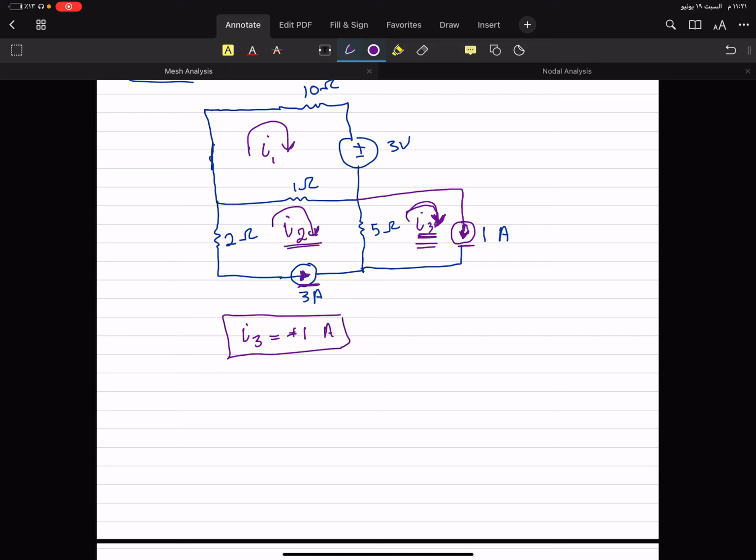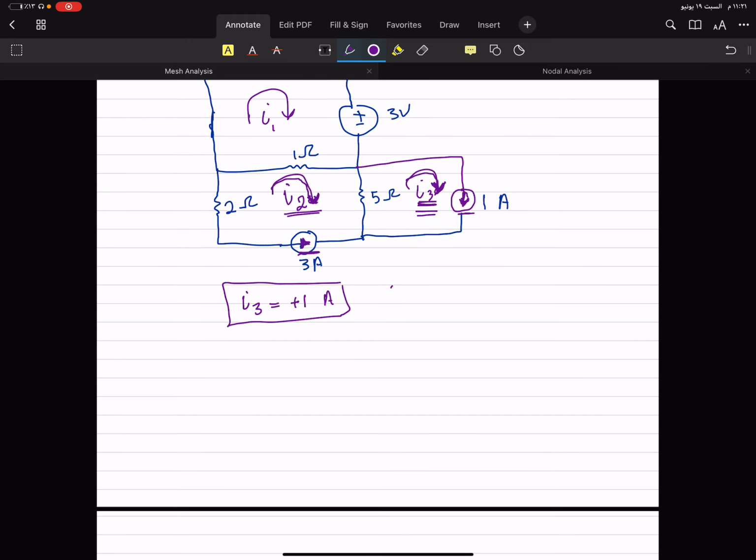But in this case of I2, the direction of the mesh current that I assumed is in the opposite direction of the current source. So you will put a negative sign. That's only, and the number will still be the same. So I2 is equal to 3 amps, and the direction of the arrow is opposite to the current source, so it will be minus 3 amps. Boom. You have another mesh eliminated.